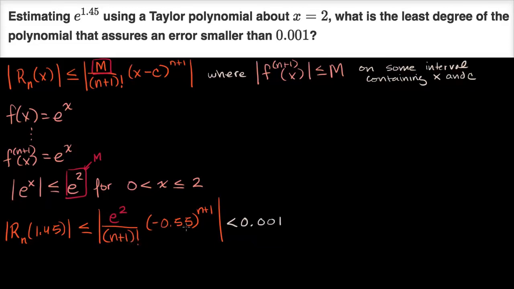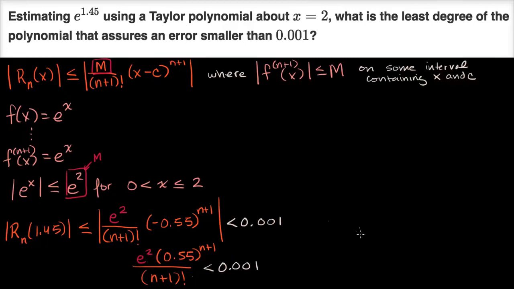The negative 0.55 to some power is going to flip between being positive or negative. But since we're taking the absolute value, we could write it this way. We could write e squared, since we're taking the absolute value, times 0.55 to the n plus 1 over n plus 1 factorial has to be less than 0.001. Or since we want to solve for n, let's divide both sides by e squared.